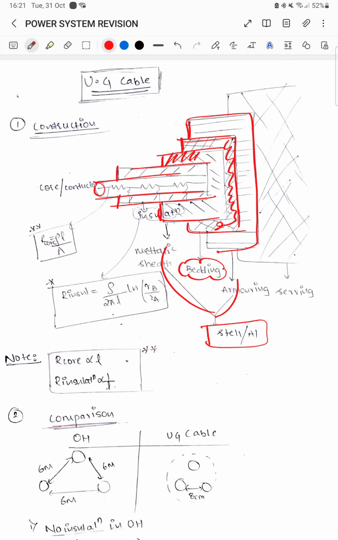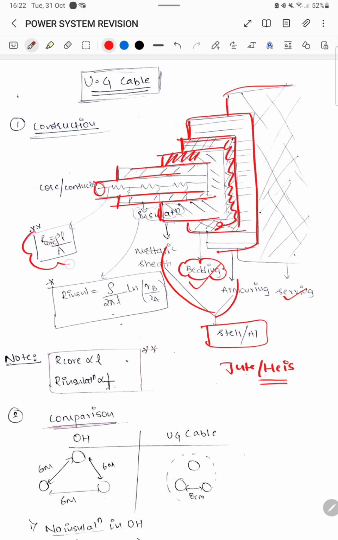And protecting the armoring, there will be a serving. So serving and bedding will be made up of jute or hessian. Armoring and metallic sheath will be made up of aluminum. Now let's talk about resistances.